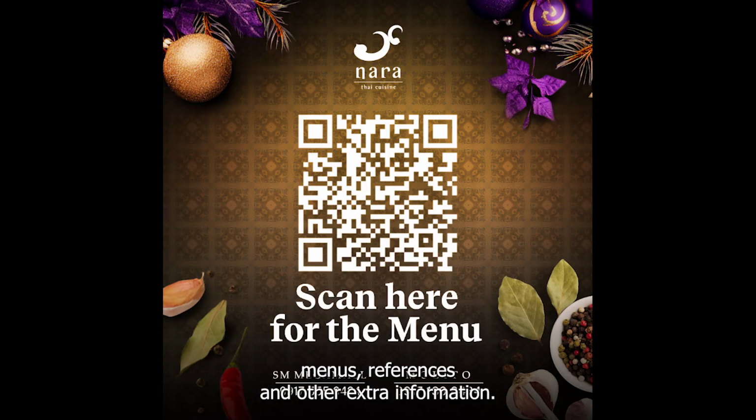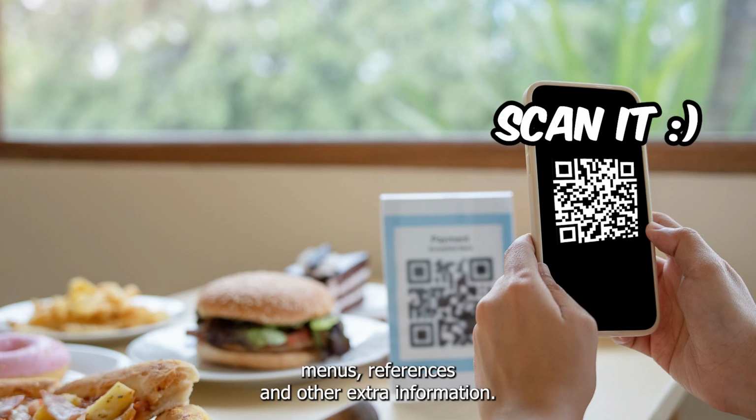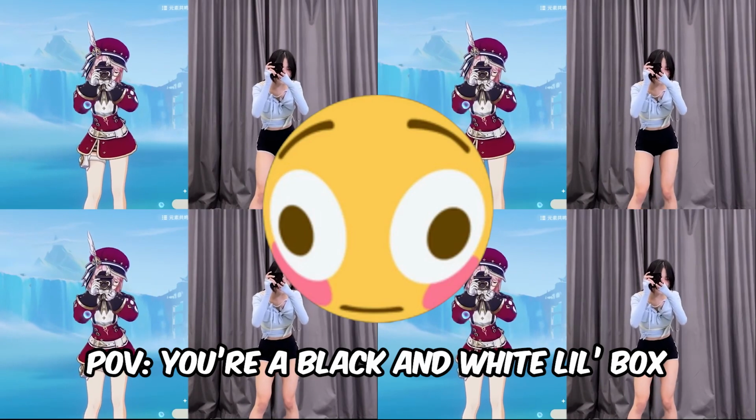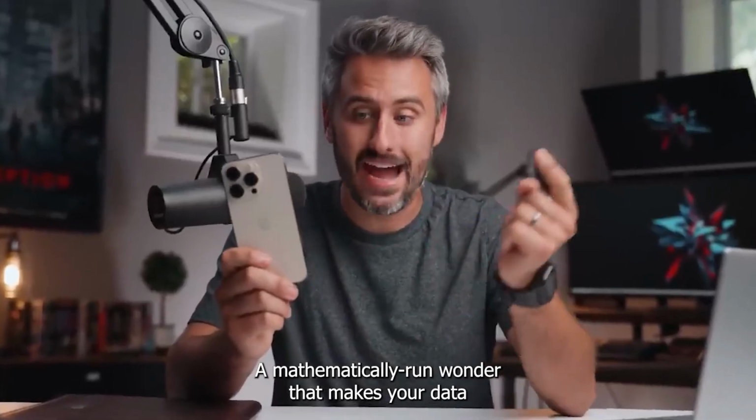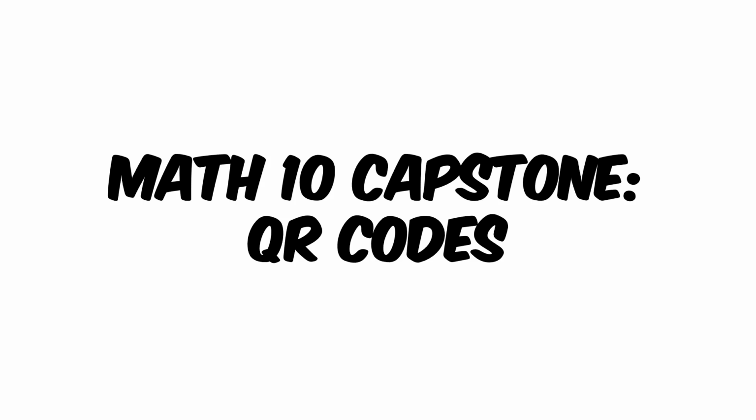Something else we see everywhere, especially in recent years, are these black and white little boxes that promise forms, menus, references, and other extra information if we just give them a scan. Behold the QR code, a mathematically run wonder that makes your data one scan away.